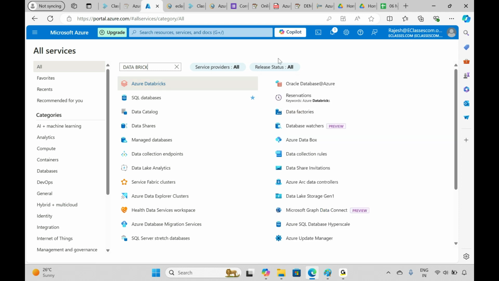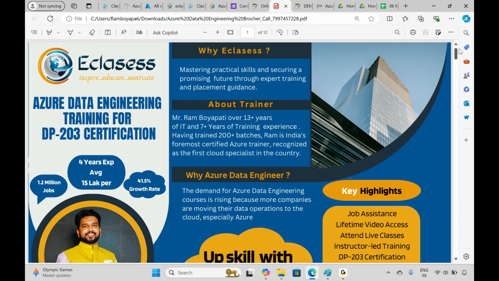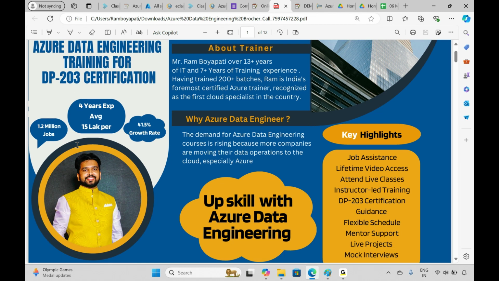So after completion of this course, the global certification exam from Microsoft offering is the DP203 certification. So we are going to help you on this one as well. Complete guidance on how to crack this DP203 certification after completion of this training. The average package for a 4 years of experience person is going to be 15 lakhs per year. Comparing to other technologies, Azure data engineering growth rate is increasing year by year. You can see the search volume and job postings also, 41.5 percent growth rate every year. There are 1.2 million jobs waiting for this Azure data engineering.